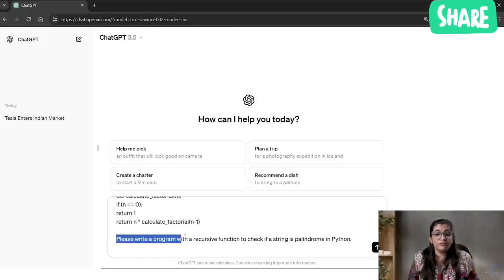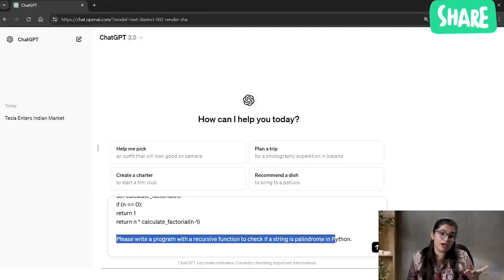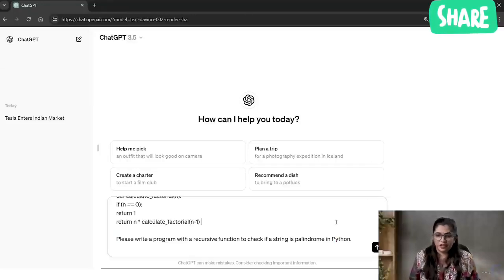We are giving an example on that as well. Now, what we want is to write a program with a recursive function to check if a string is a palindrome in Python or not. We have given 2 examples of recursion on factorial, and now we are asking ChatGPT to generate code for palindrome.